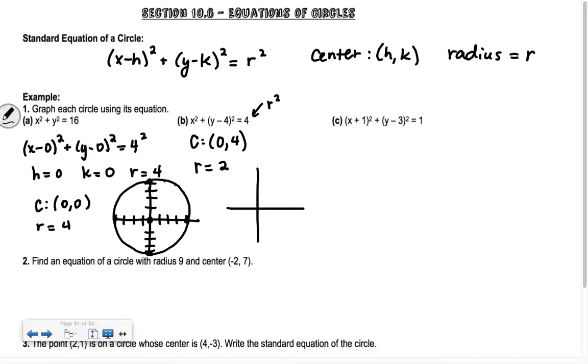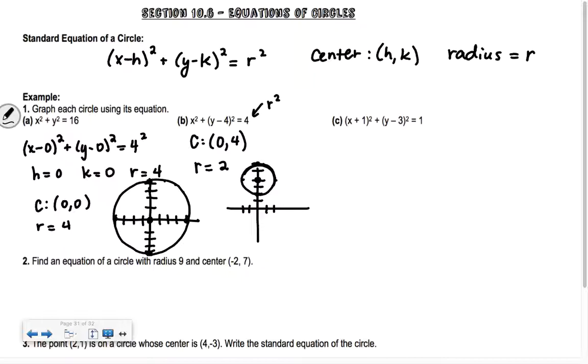So we're going to go over to (0, 4), or up to (0, 4), I guess. And we're going to go off of that 2 units in each direction. So I'm going to go right 2, up 2, left 2, and down 2. And I'm going to draw a little circle there. And that's our circle. Up 2, right 2, left 2, down 2, because the radius is 2. So as long as you get those 4 guiding points, you're good.